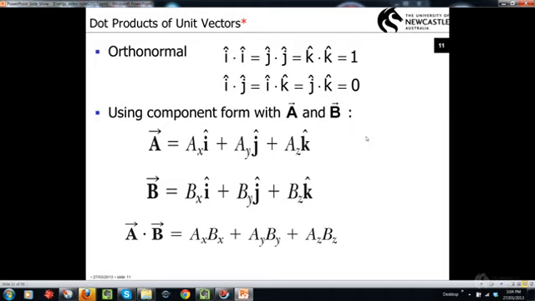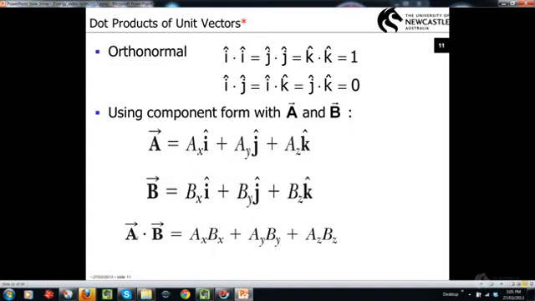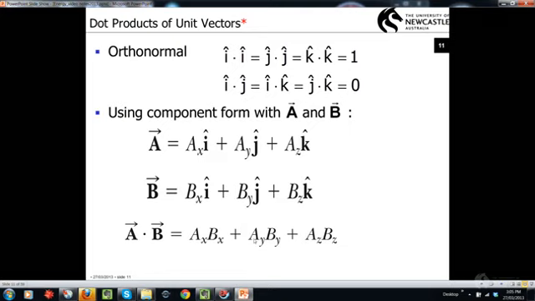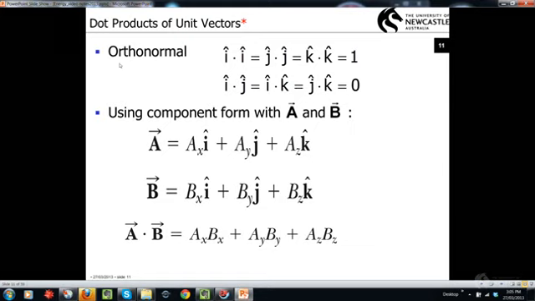vector. Alright, so if we take A, which has an x component, a y component and a z component, and B, which also has an x, y and z component, we can end up with the scalar product being equal to the product AX times BX plus AY times BY plus AZ times BZ. Now, I will provide another document that shows how this explicitly comes about from these orthonormal properties.